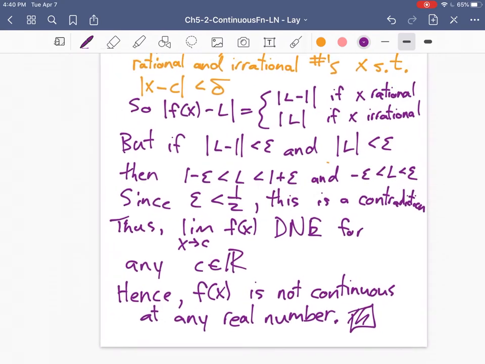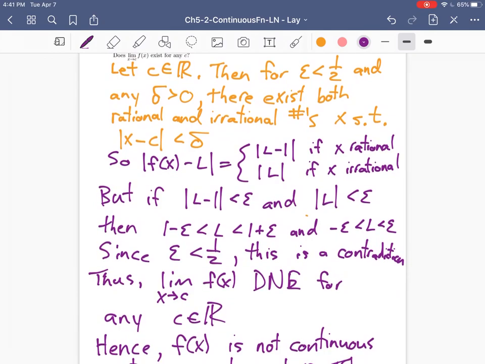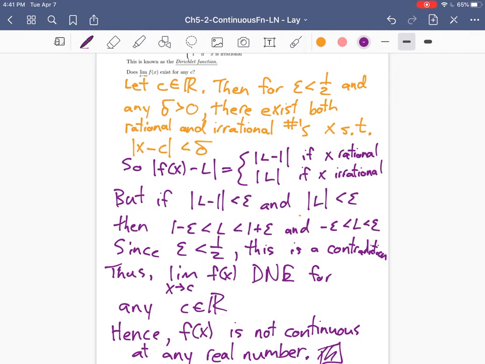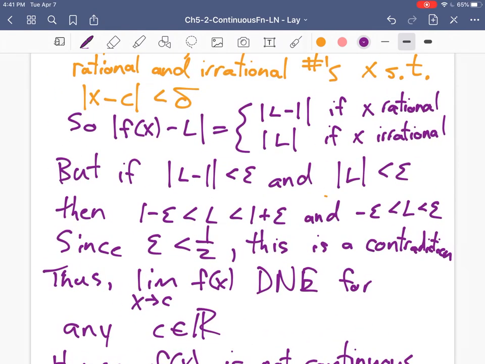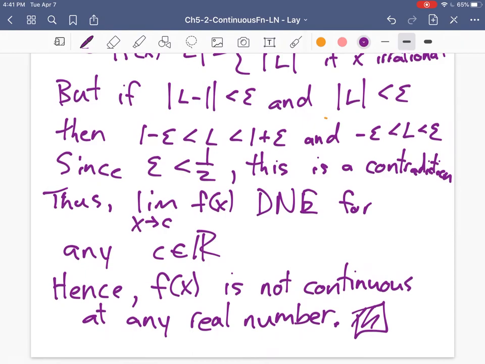Nice. So that is our second example here. We can show that the Dirichlet function does not have a limit. The limit does not exist for any choice of c, and so the Dirichlet function is actually not continuous at any real number.